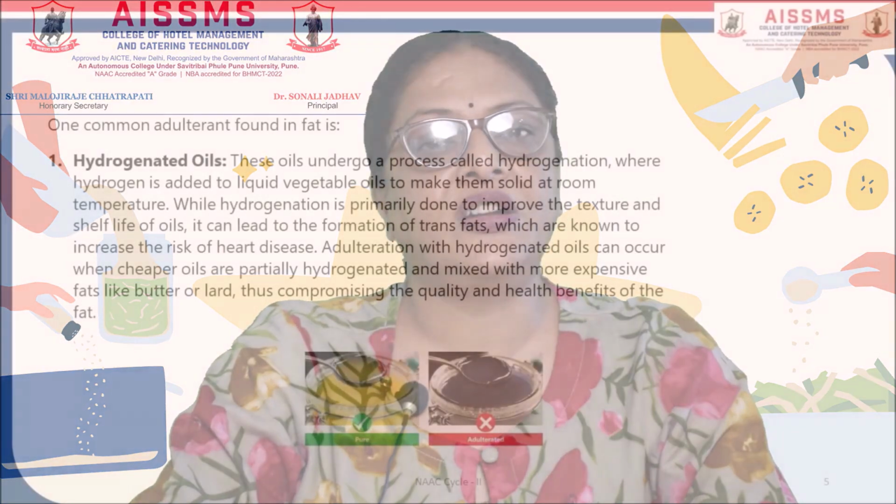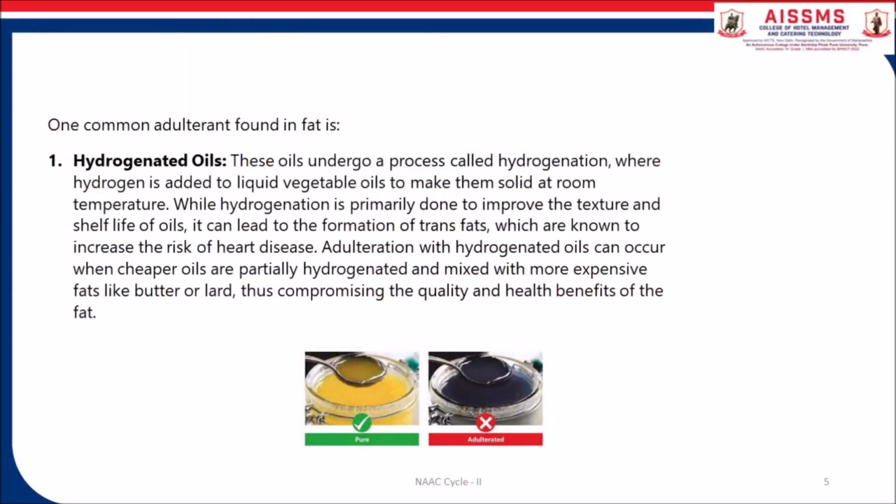Further going down, let us see some common food adulterants found in fat. What is the most common food adulterant found in fat? That is hydrogenated oils. These oils undergo a process called hydrogenation, where hydrogen is added to liquid vegetable oil to make it solid at room temperature.